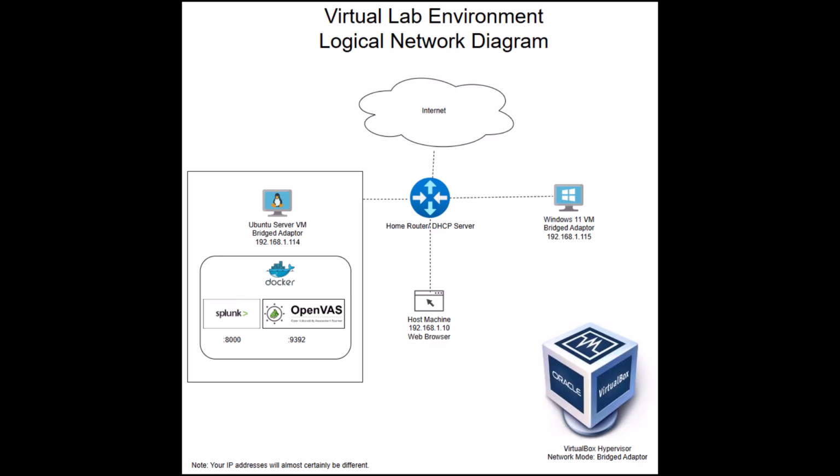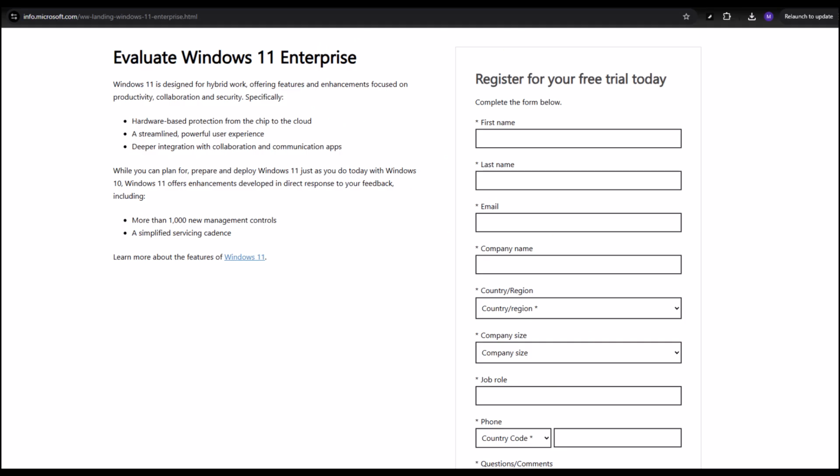Welcome to the lab setup part 2, and in this part what we're going to do is install our Windows 11 VM. So follow the link in the walkthrough. You'll be taken to this page when you select Windows 11 Enterprise, and then you just complete the data in the forms and then submit it and then download your Windows 11 ISO.